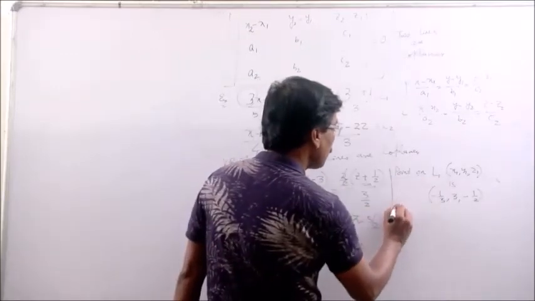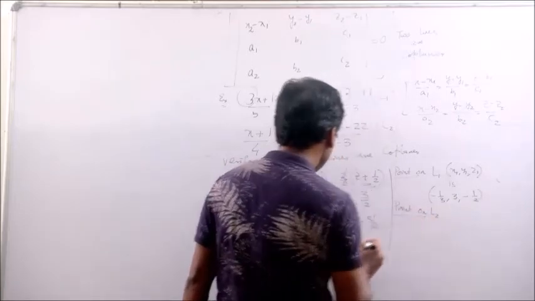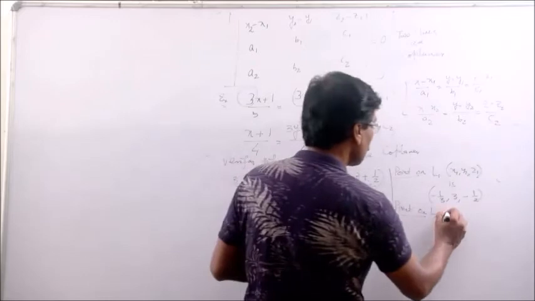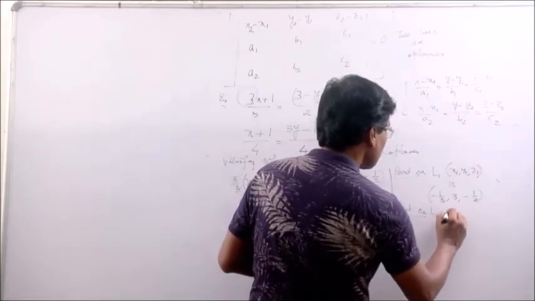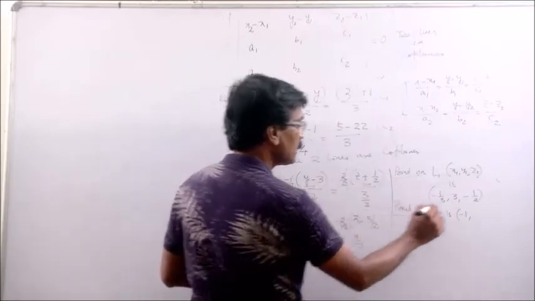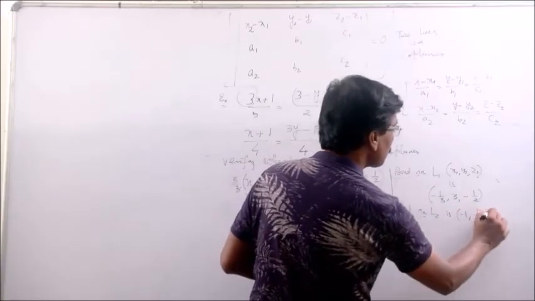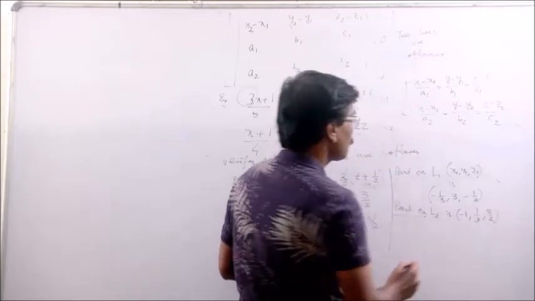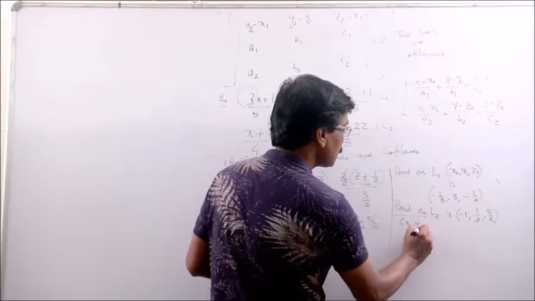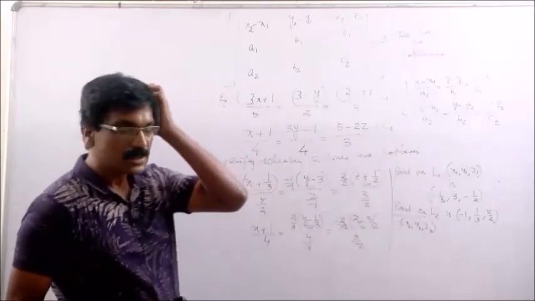Similarly, the point on L2 by equating each of the terms to 0. So, x plus 1 is equal to 0, that is minus 1, y minus 1 by 3 is equal to 0, that is 1 by 3, and z minus 5 by 2 is equal to 0, that is 5 by 2. So, these are the 2 points, x2, y2, z2, and x1, y1, z1.